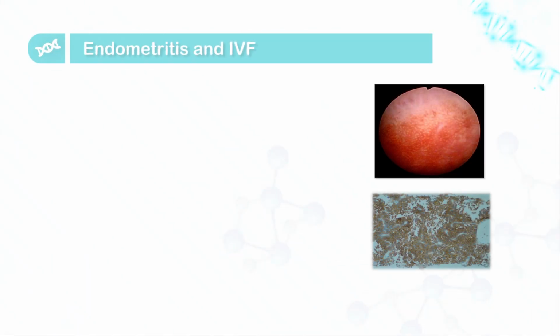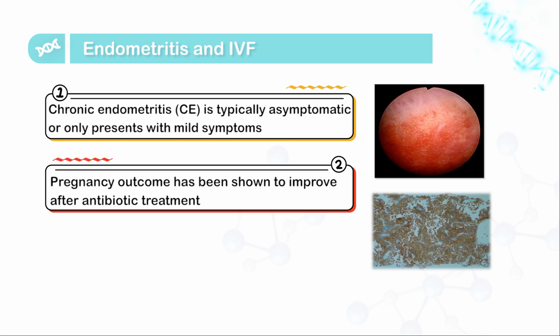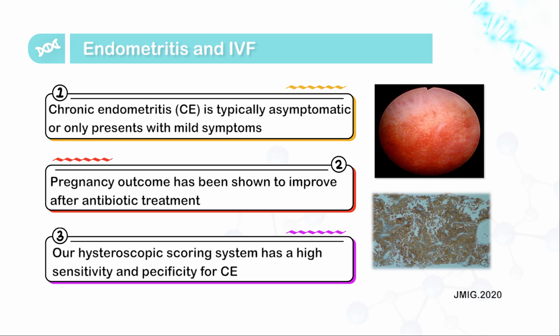Then we also did some study about CE, chronic endometritis. Chronic endometritis is typically asymptomatic or only presents with mild symptoms. Pregnancy outcomes have been shown to improve after antibiotic treatment. Previously, we created a new hysteroscopic scoring system for diagnosing CE. Our hysteroscopic scoring system has a high sensitivity and specificity for CE.